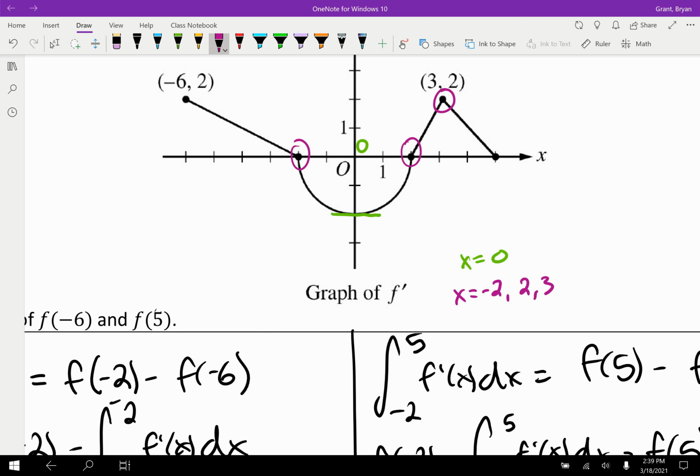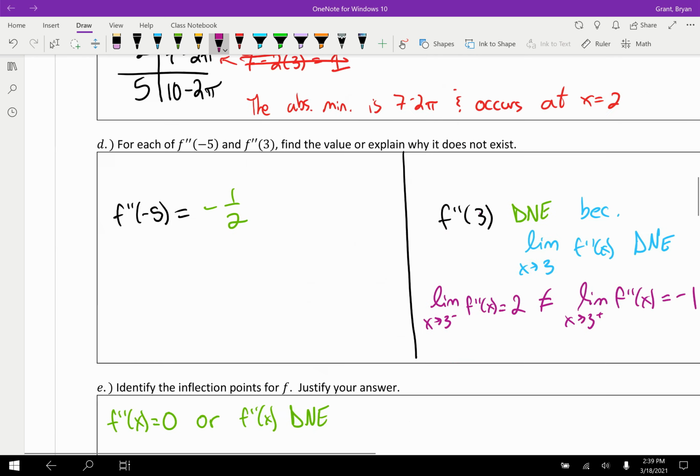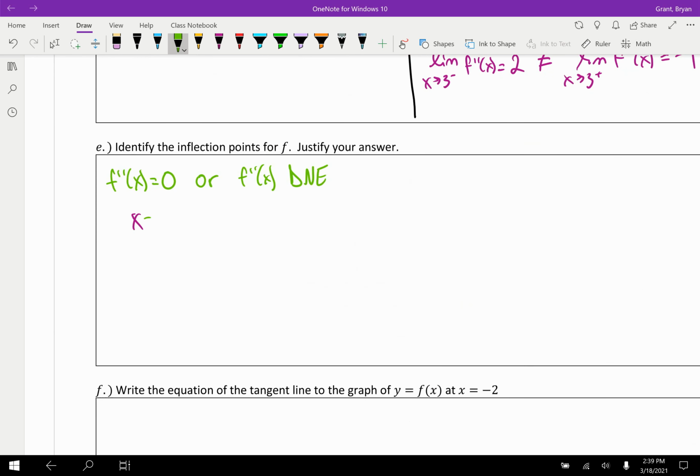Let's put all those together for our answer. X equals negative 2, 0, 2, and 3. So then are we done? It says justify your answer. Couldn't I just say that those 4 points are the inflection points because f double prime is 0 or f double prime doesn't exist? Hopefully you're saying, no, no, no, I remember there's something else about inflection points. We also need to know if f double prime changes sign at those points.